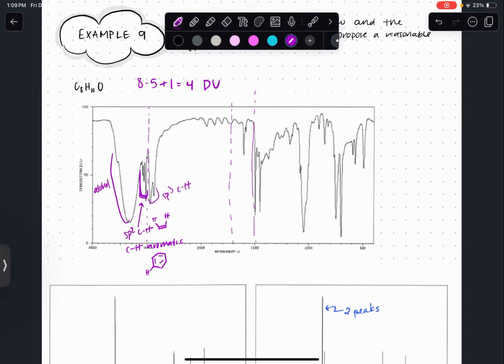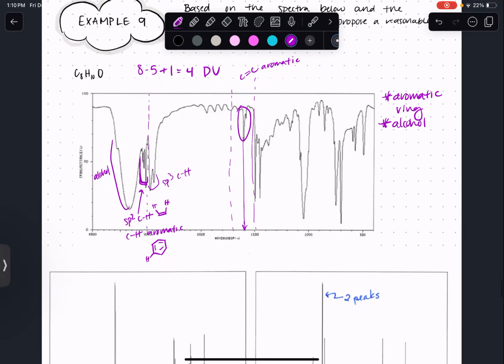The way that I can tell the difference between those is that aromatic carbon hydrogens will have a peak right at 1600. So this peak here tells me that it's a carbon-carbon aromatic bond. So this tells me now I know I have an aromatic ring. That's where my 4 degrees of unsaturation come from. So from looking at my IR, I see, okay, I have an aromatic ring and I have an alcohol.